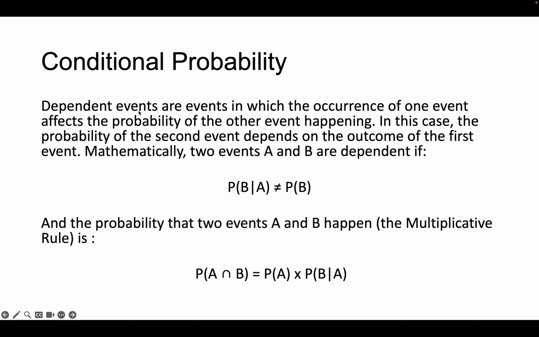In dependent events, the occurrence of one event affects the probability of the other event happening. In this case, the probability of the second event depends on the outcome of the first event. Mathematically, two events A and B are dependent if the probability of B given A is not equal to the probability of B. And the probability that two events A and B happen, also known as the multiplicative rule, is the probability of A times the probability of B given A.